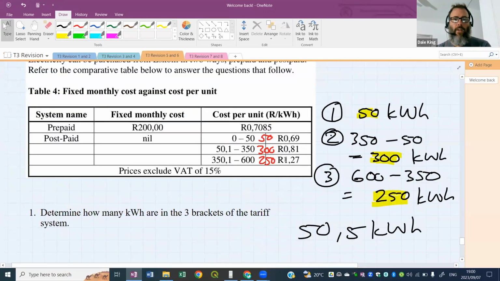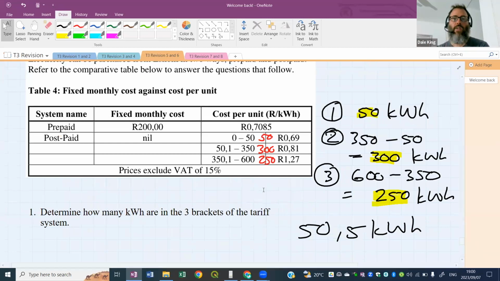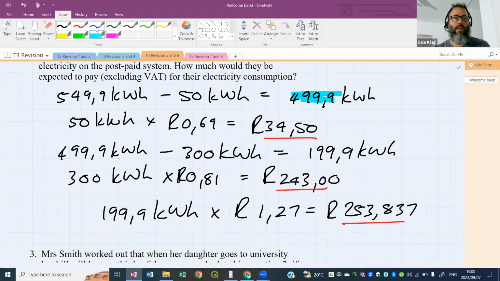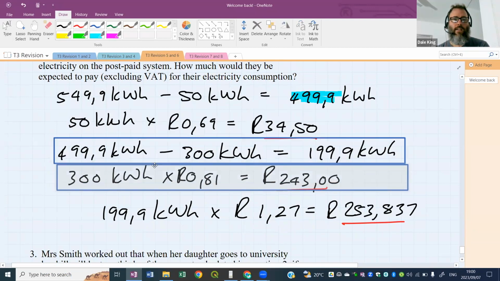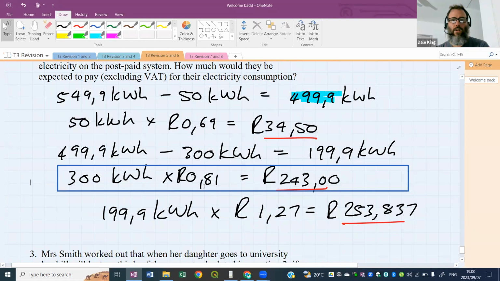Now the second bracket has 300 kilowatts in it. We still have 499, so we have lots. We can go all the way through the second bracket, which has 300 kilowatts in it. So I took my 499 kilowatts, took off 300 for the second bracket, which means I only have 199 left. And that 300 is charged at the second bracket rate, which is 0 rands and 81 cents. So we've gone through the whole of the second bracket, where there's 300 kilowatts. I still have 199 left over.